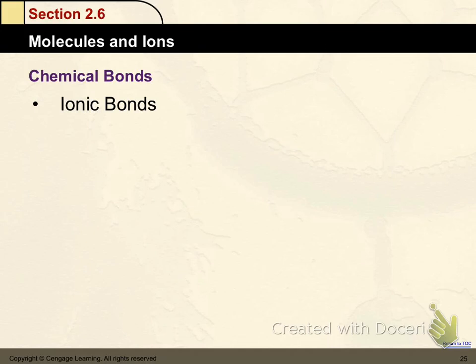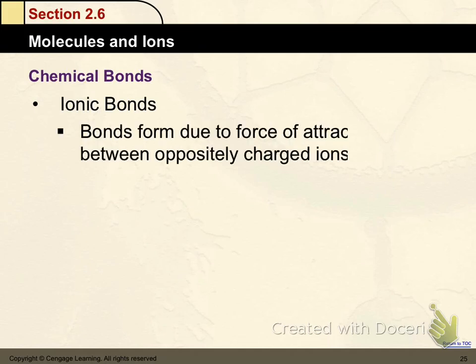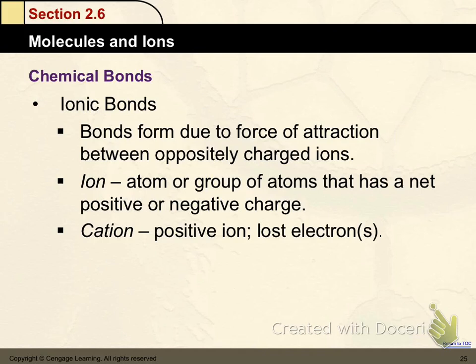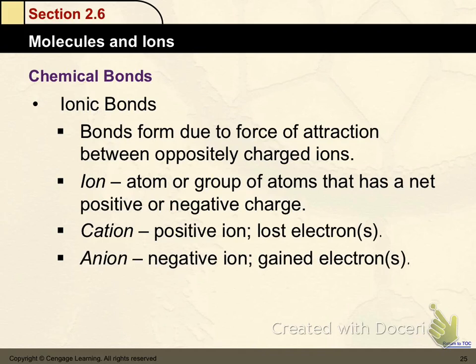And covalent bonds are partnered with a second type called ionic bonds. Ionic bonds are formed from the attraction between oppositely charged ions. We have two types of ions. Ions are atoms or groups of atoms that have a net positive or negative charge. Those two types of ions are cations, which are positively charged, so they've lost an electron. The other type of ion is an anion. These are negatively charged, so they've gained an electron.